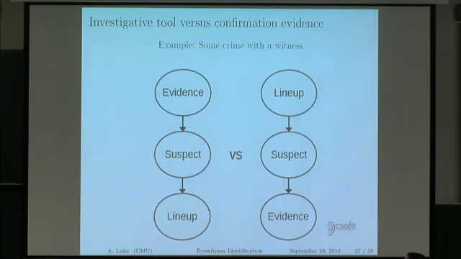Another thing I've been thinking about but haven't really done anything on is what if the lineup is an investigative tool versus confirmation evidence? Do you start with some evidence that leads you to a suspect and then do a lineup to confirm? That's one thing. Versus if you start with a lineup, a witness says they saw someone, you find a suspect that looks like that person and do the lineup, and then you find some evidence. How do these things depend on each other, and should we change the analysis of either based on one happening before the other?